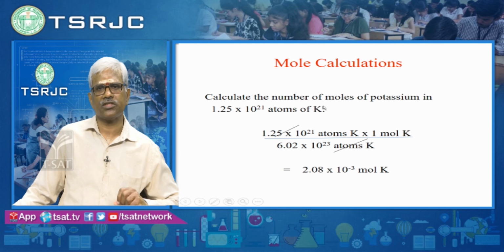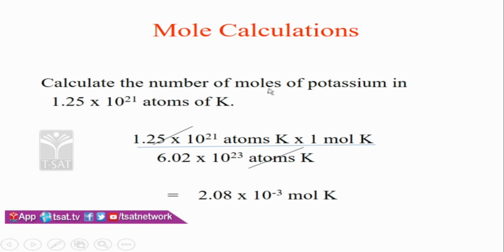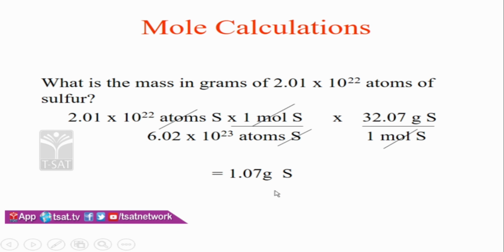See, the sums will be given like this. Calculate the number of moles of potassium in 1.25 into 10 to the power of 21 atoms. The number of atoms is given. How many moles do we have? 1 mole means 6.02 into 10 to the power of 23 atoms. So 1.25 into 10 to the power of 21 makes how much? So we get a fraction like this. If you simplify these fractions, you will get this answer. In the examination you will get this question. You have to solve it in this way.